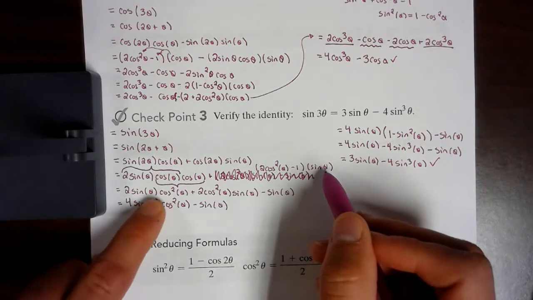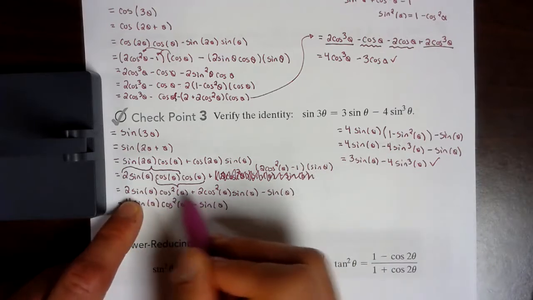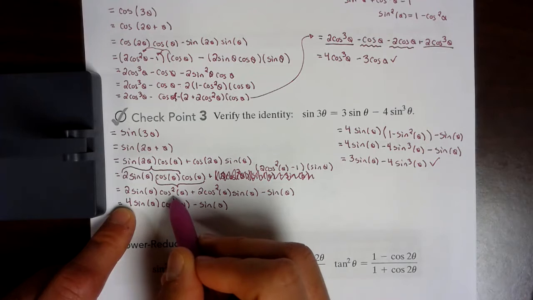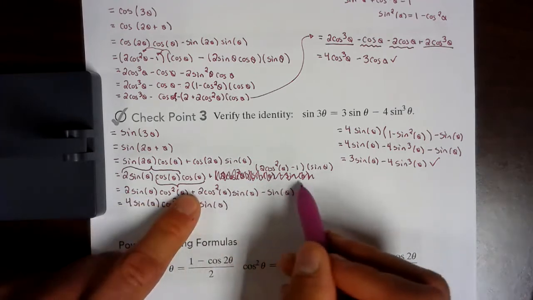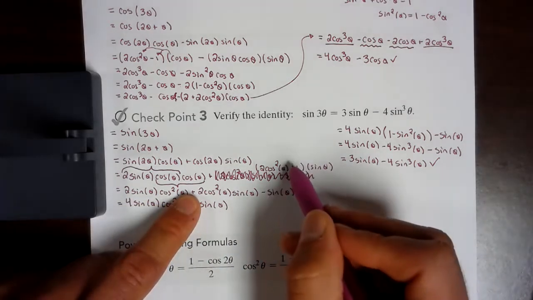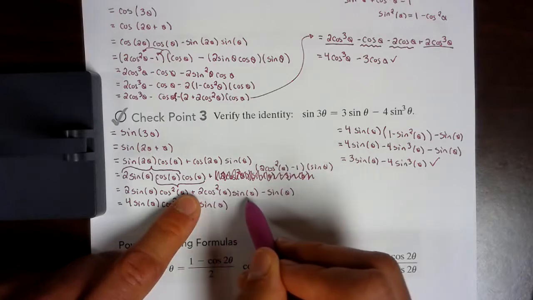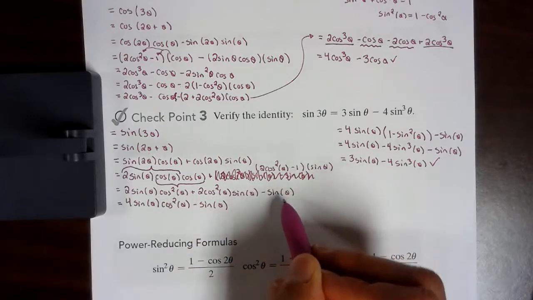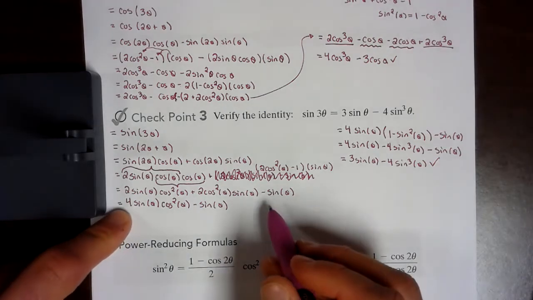So then I was able to do a couple different things. Over here on this left term, I can do cosine of theta times cosine of theta, which is cosine squared of theta. Everything else stayed the same. On the right-hand side, I went ahead and distributed this sine of theta. It can be 2 cosine squared of theta times sine of theta minus 1 times sine of theta, which is just sine of theta.